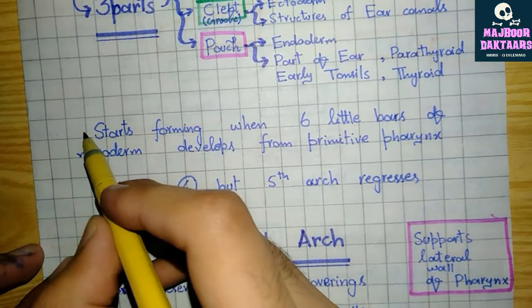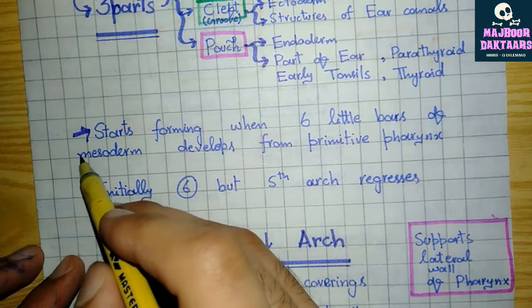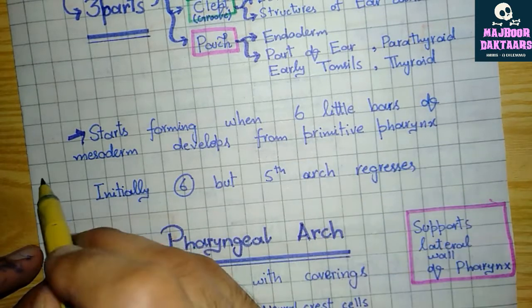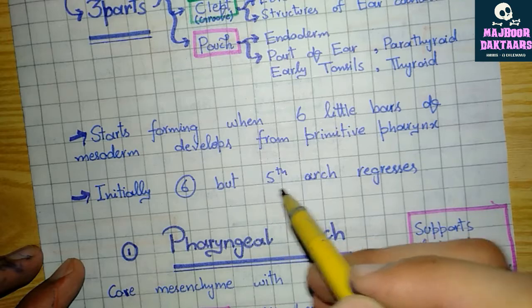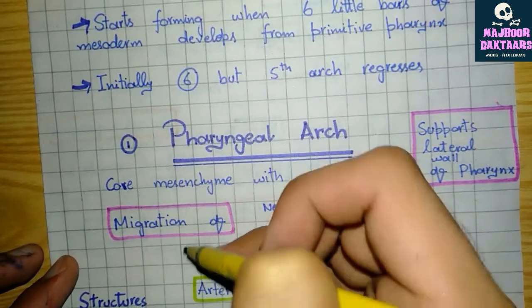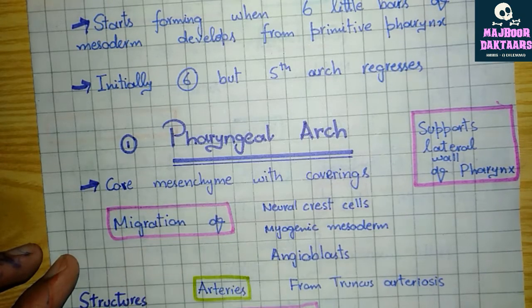So the apparatus starts forming as 6 little bars of mesoderm which develop from the primitive pharynx. Initially, there are 6, but the 5th arch regresses. Now, first of all, talking about the pharyngeal arch. Pharyngeal arch is the core of mesoderm with external and internal covering.